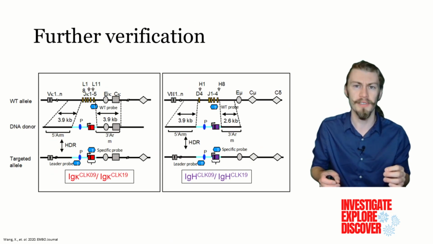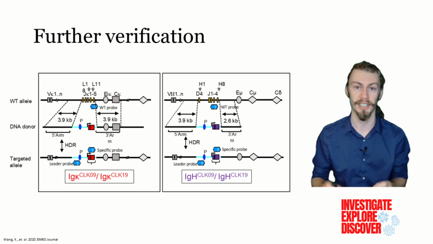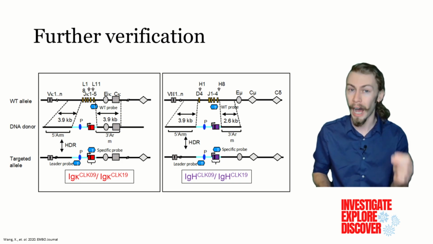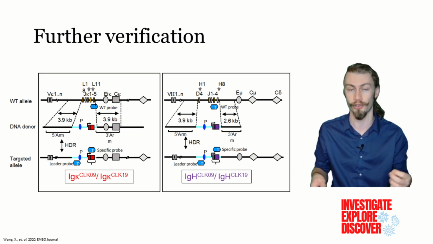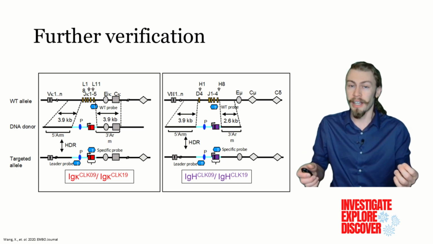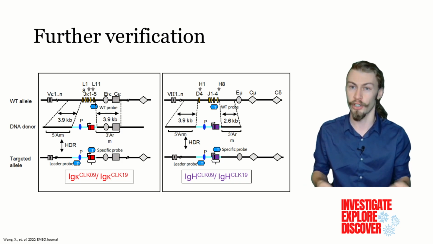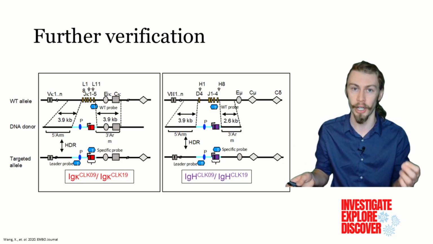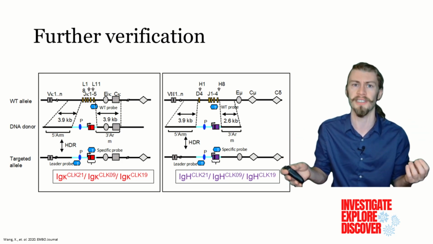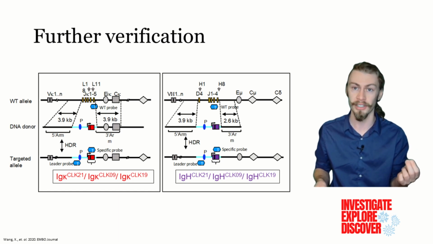To convince themselves of the value and functionality of what they had just done, the authors repeated this procedure with other heavy and light chain pairs of additional VRC01 broadly neutralizing antibodies. They chose CLK09 and CLK19, which are germline BCRs that are capable of binding EOD-GT8. These other heavy and light chain mutations that the authors tested displayed similar results to the previously tested CLK21 in terms of B-cell development and antigen specificity function.